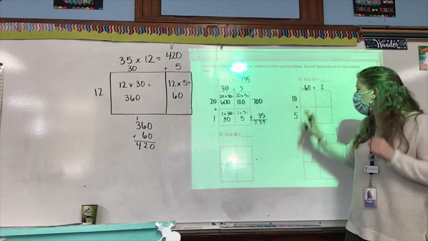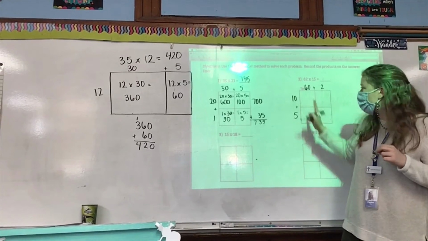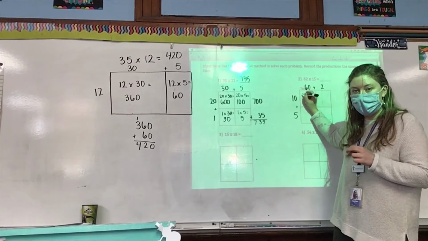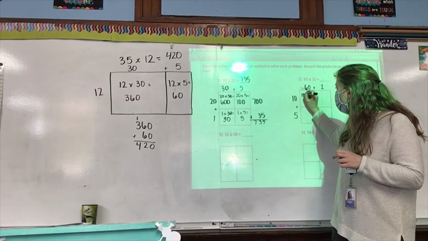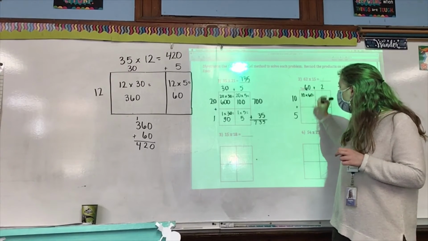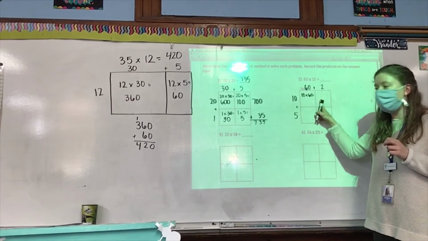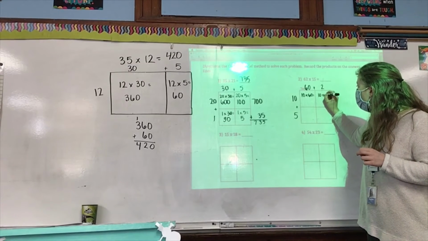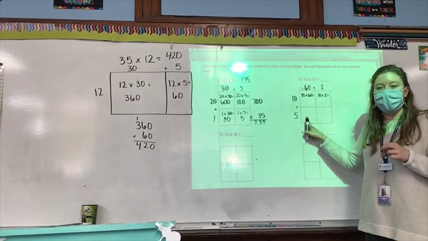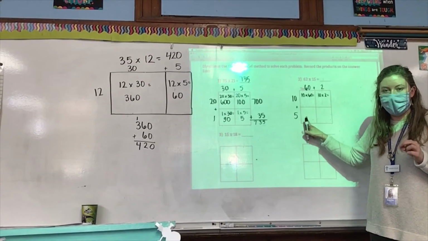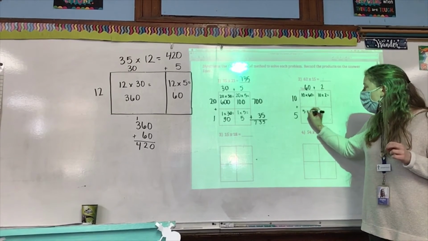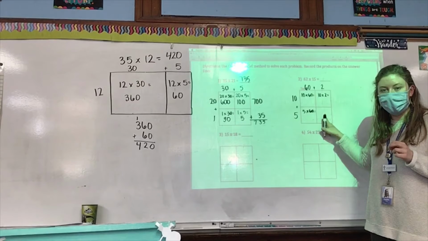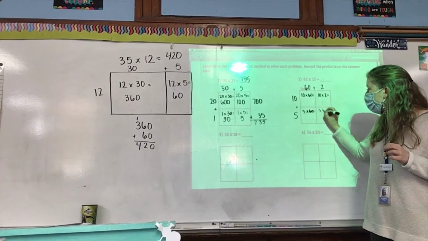Okay, Smith, now we need to figure out what we're going to solve in each box. So this first box on the top left, what is the problem I'm going to be solving? 10 times 60. Now in the top right box, what is the equation I'm going to be solving? 10 times 2. Now in the bottom left box, what is the equation? 5 times 60. And in the bottom right box? 5 times 2.